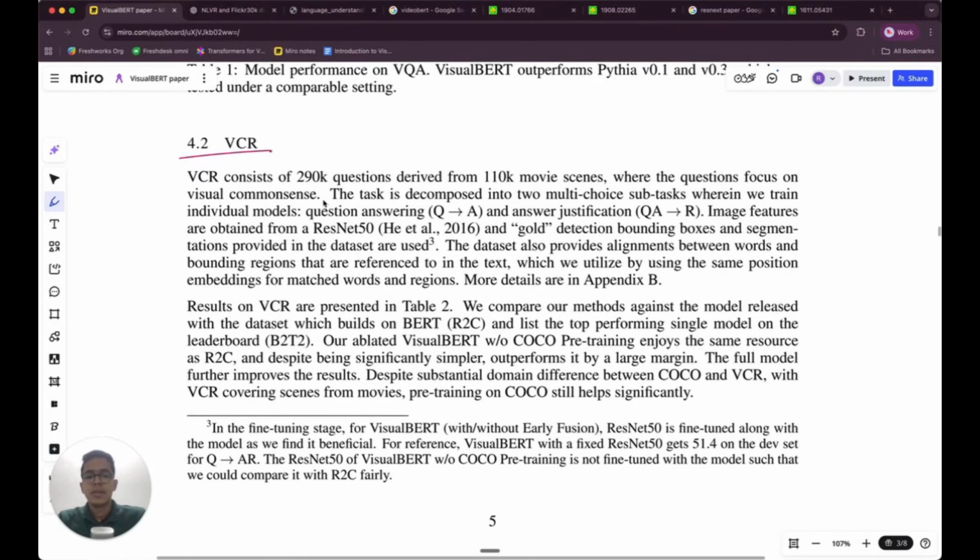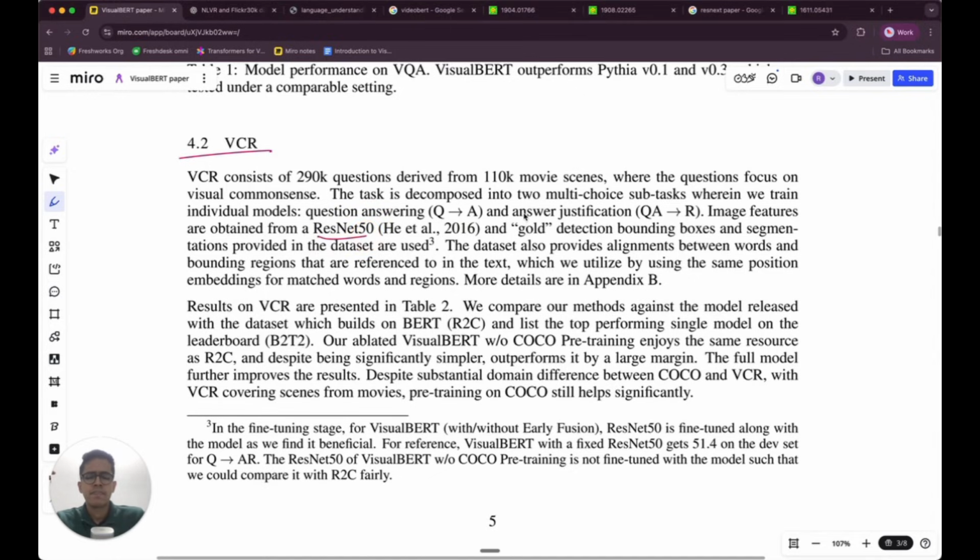Okay. Now coming to visual reasoning. Visual common sense reasoning. VCR consists of 290K questions derived from 110K movie scenes, where the questions focus on visual common sense. The task is decomposed into 2 multi-choice subtasks wherein we train individual models. So one is a question answer model and an answer justification model. Image features are obtained from ResNet 50.